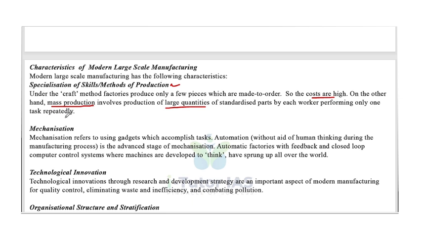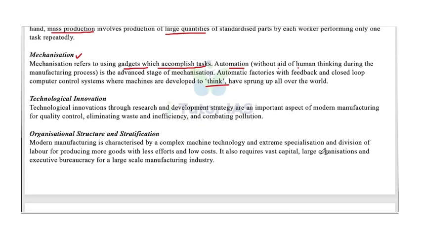Second one, mechanization. Mechanization refers to using gadgets which accomplish tasks. Automation, that is without aid of human thinking during the manufacturing process, is the advanced stage of mechanization. Automatic factories with feedback and closed-loop computer control systems where machines are developed to think have sprung up all over the world. Now, third one is technological innovation.